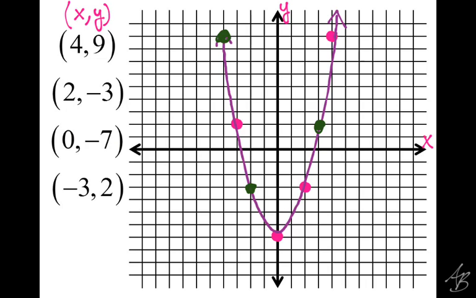So in the opener here, we put in the value positive 4 as our input and got 9 as our output. And we put 2 as our input and got negative 3 as our output. And 0 as our input, negative 7 as our output. And with all of these inputs and outputs, what we can do is graph the points and get a picture of what it looks like.